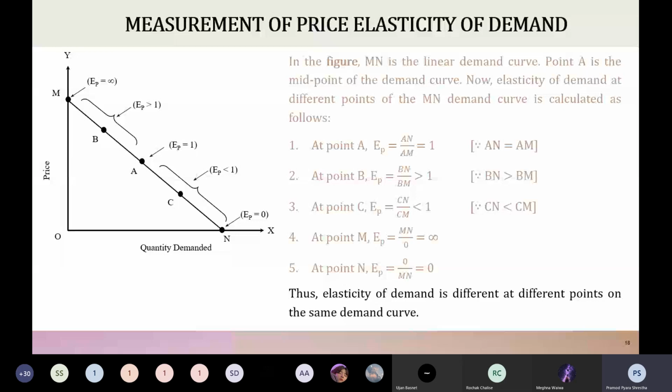Okay, this is all about the methods of measuring price elasticity of demand. There are two methods. The first one is the total outlay method and the second one is the point method. So these are the two methods. If you have any question, then please ask me.